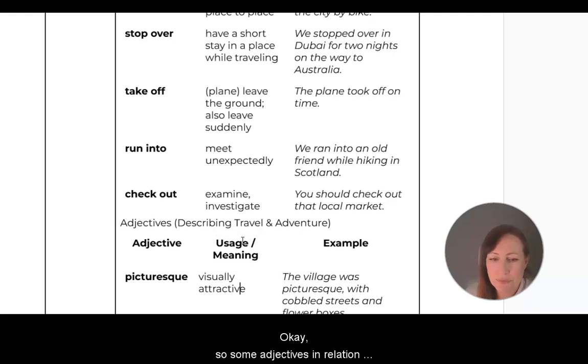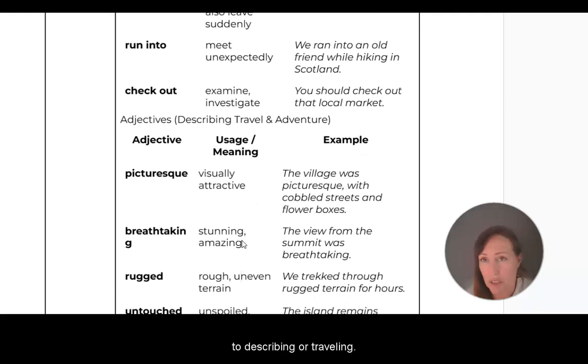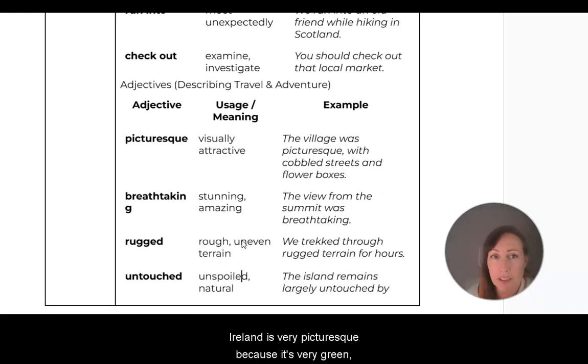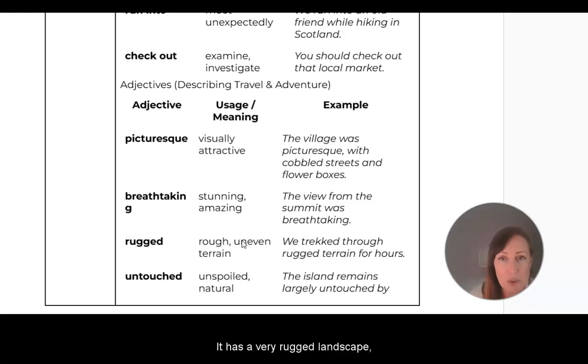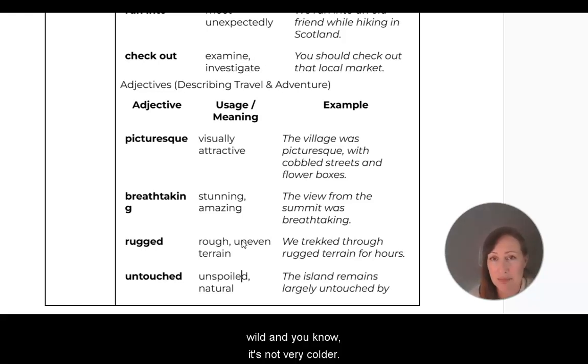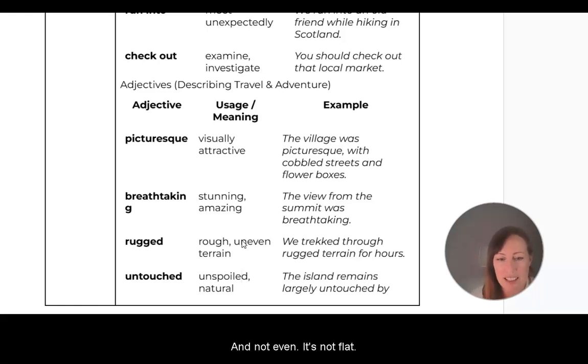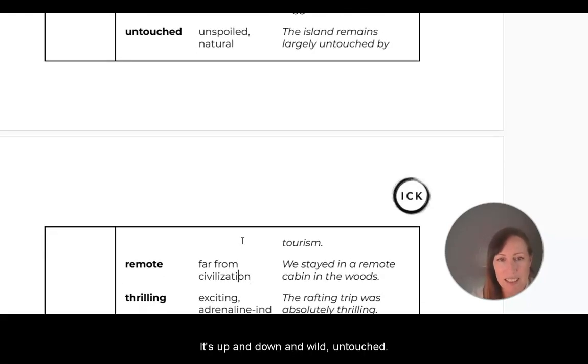Okay, so some adjectives in relation to describing or traveling. Picturesque. So, for example, Ireland is very picturesque because it's very green, because it rains a lot. The scenery is breathtaking, absolutely beautiful. It has a very rugged landscape, wild, and it's not very cuadrado. It's not, it's wild. A wild landscape, a rugged landscape. Not even, it's not flat. It's up and down and wild.